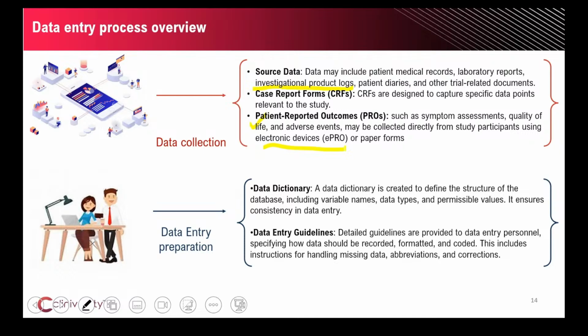So once the data is collected, the next thing is there should be a preparation for data entry. Now, how are the preparations made? Typically there will be a data dictionary. A data dictionary is going to define how the structure of the database should be, what kind of variable names will be expected, what are the different data types that will be expected, and the permissible values.